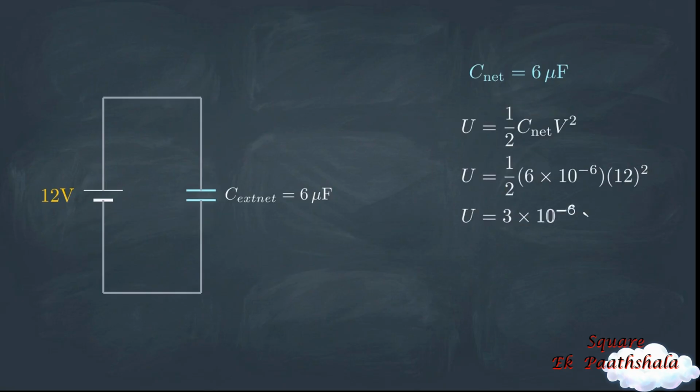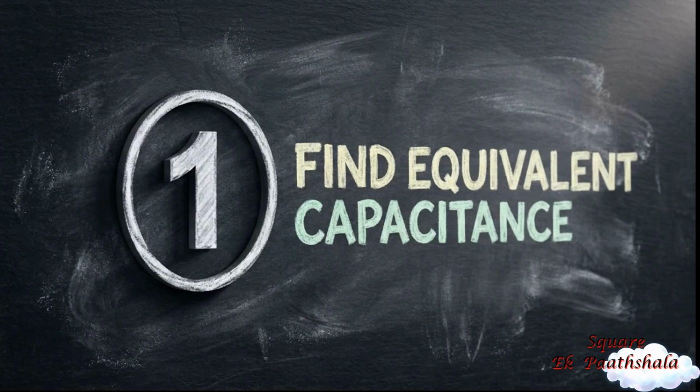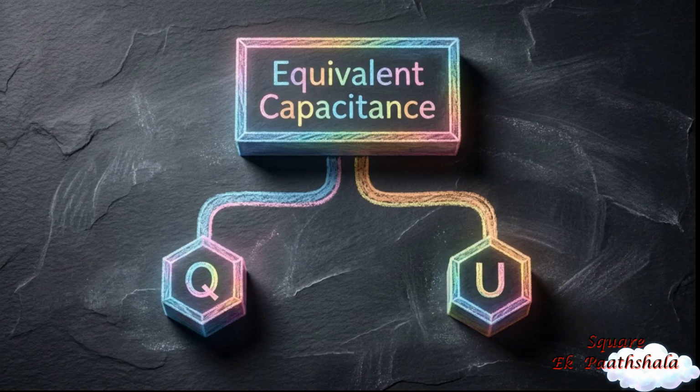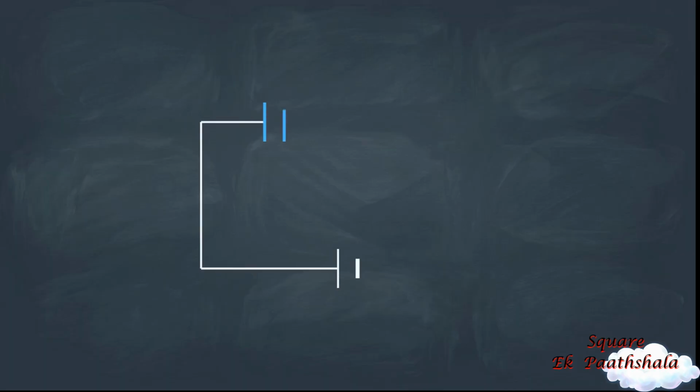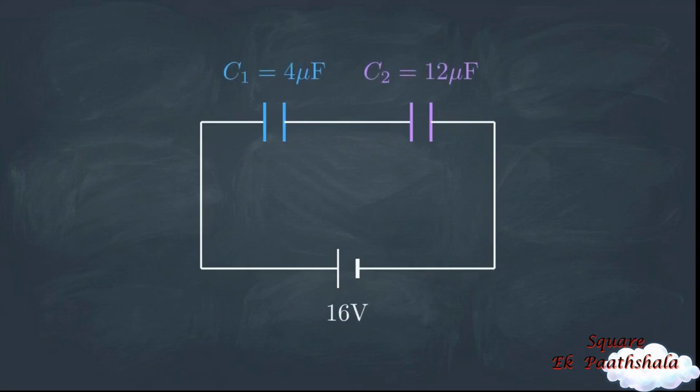Applying the energy formula, 1/2 CV squared, gives us a total stored energy of 4.32 times 10 to the negative 4 joules. Determining this singular equivalent value is the necessary first step before solving for individual charges or energy values. Consider a series circuit with a 4 microfarad and a 12 microfarad capacitor on a 16-volt battery.